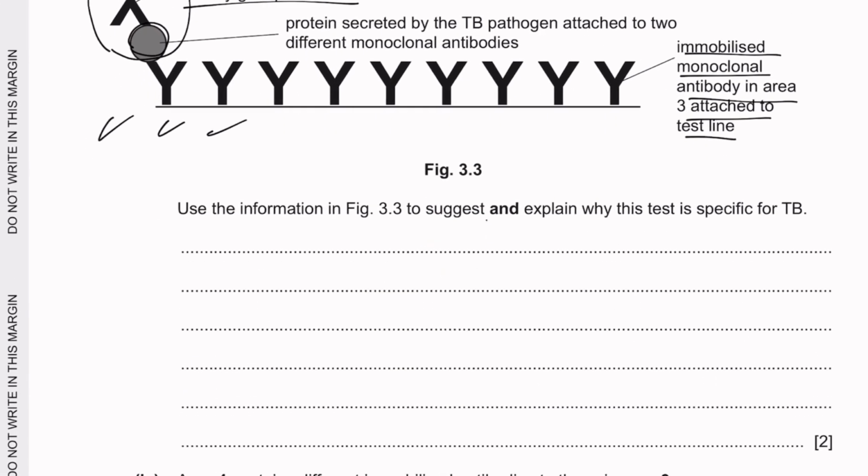So use information in figure 3.3 to suggest why this test is specific for TB. Now, the test is specific for TB because the monoclonal antibodies that we're using here are going to have an antigen binding site that's complementary to the antigen of the TB protein, and it's a protein that's secreted only by TB. So it has a binding site which is complementary to the protein, and also we can mention that the monoclonal antibodies here are very specific, and so they can't really bind to just any protein. They have to bind to this specific protein.